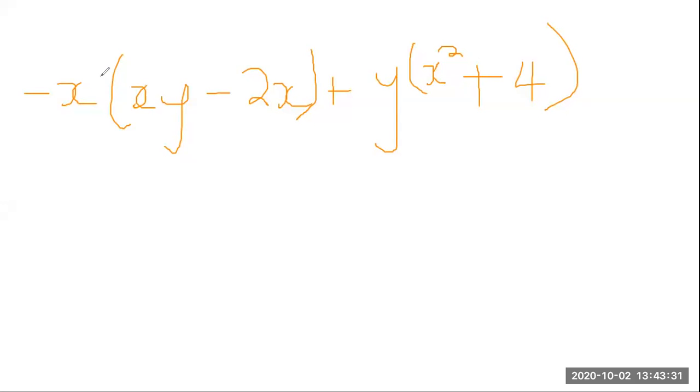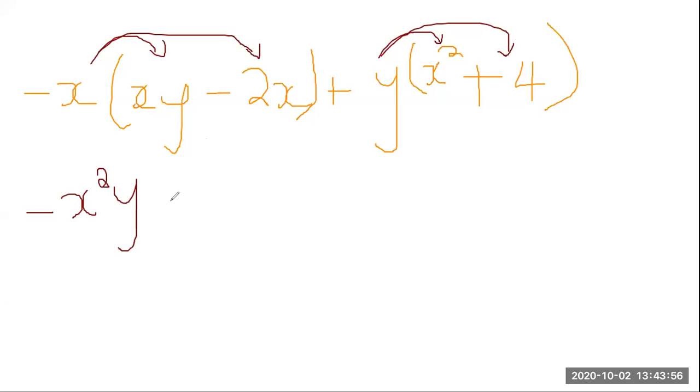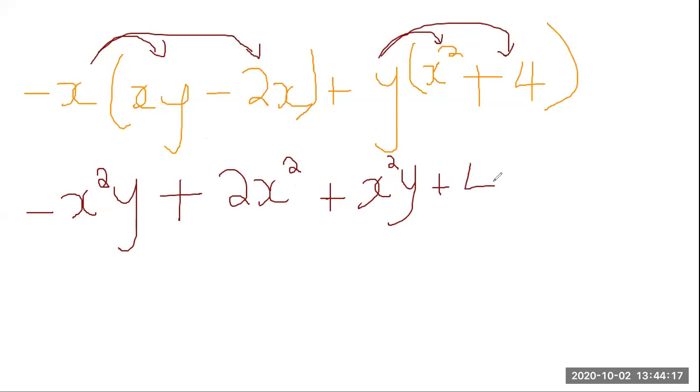If I'm doing the distributive property, it means I'm going to do that and that. And if I continue, this becomes negative x squared y plus 2x squared plus x squared y. You realize I put my x squared first before the y because I realized there was a one over here. Plus 4y.